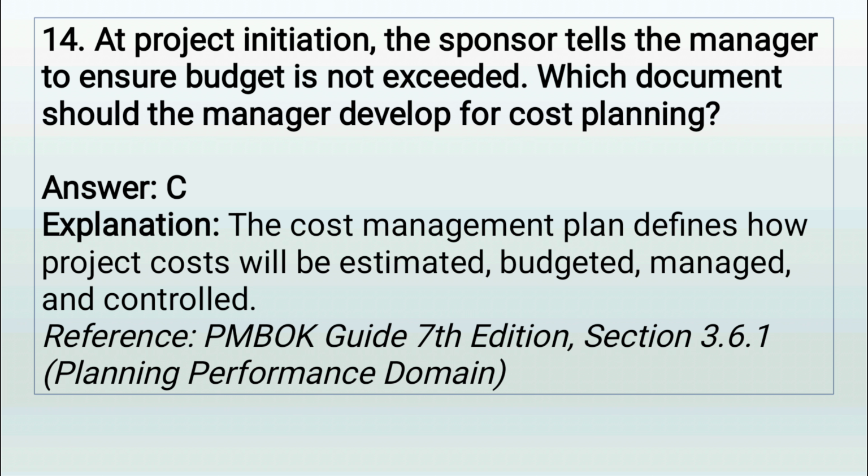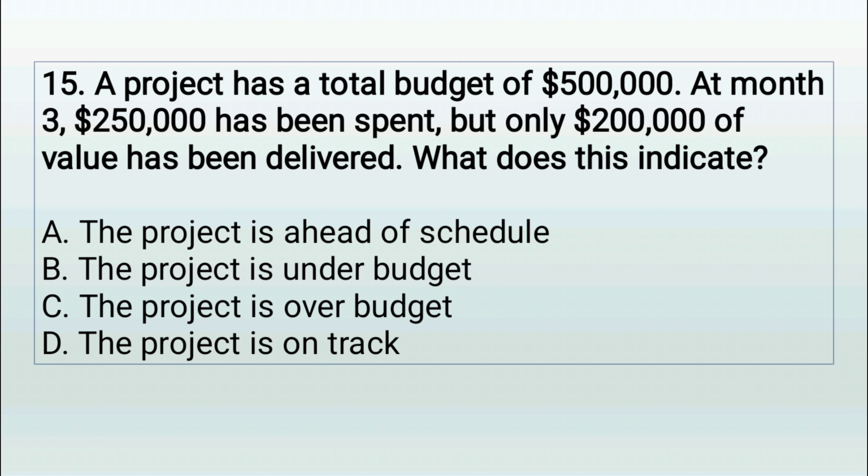In Agile, budgeting is flexible and frequent, and the Agile Practice Guide, Section 6.5.2, explains how teams plan funding per iteration or release. Question 15.